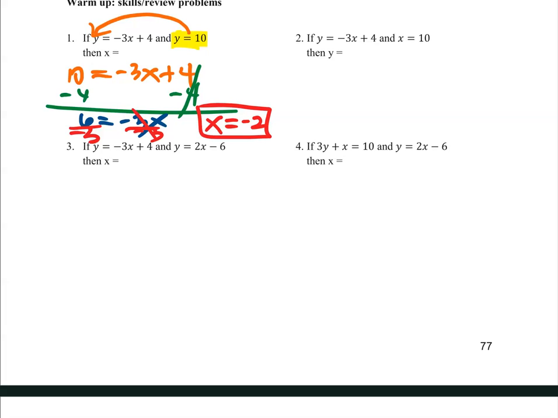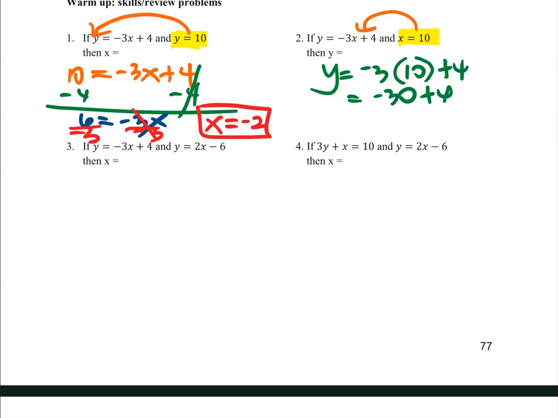Okay, then number 2. If y equals negative 3x plus 4 and x is equal to 10, we have to solve for y. So we have a value of x, which is 10. We substitute that here. So let's do it. So y equals negative 3 times 10 plus 4. Negative 3 times 10 is negative 30 plus 4 is negative 26.